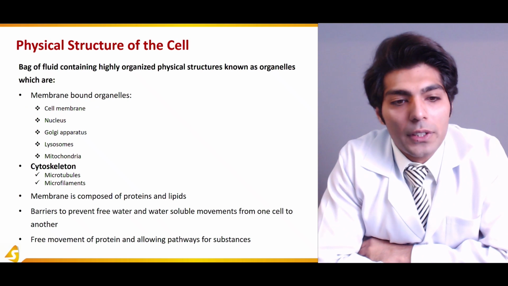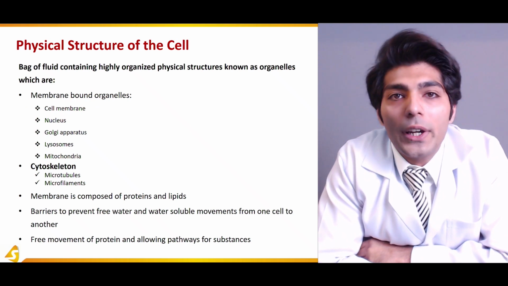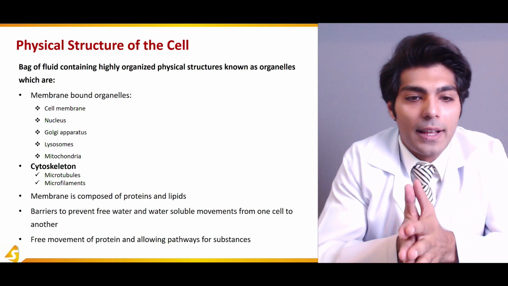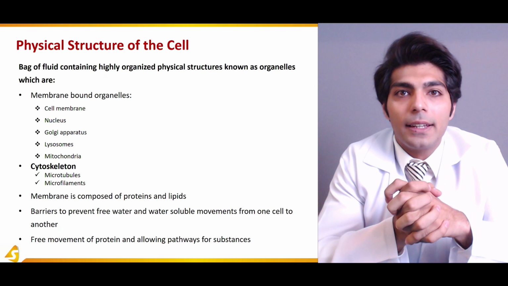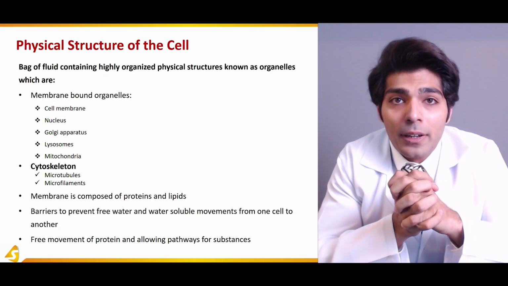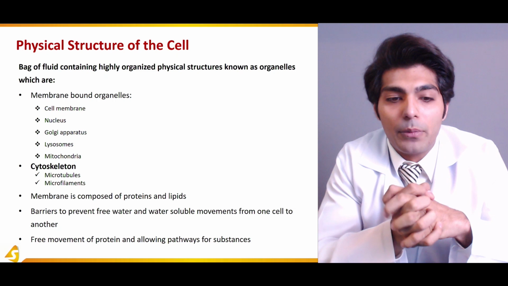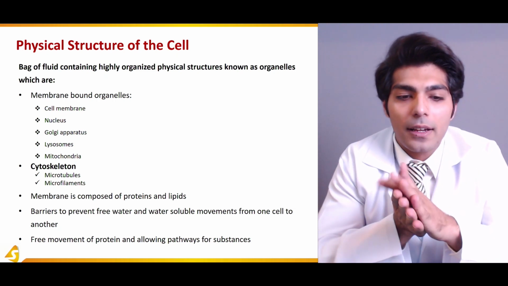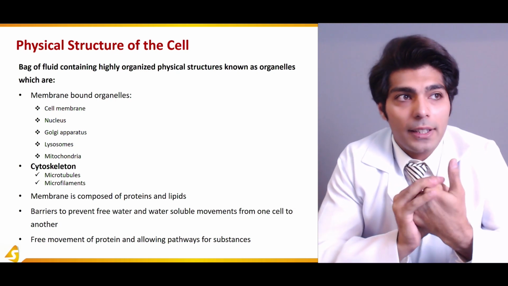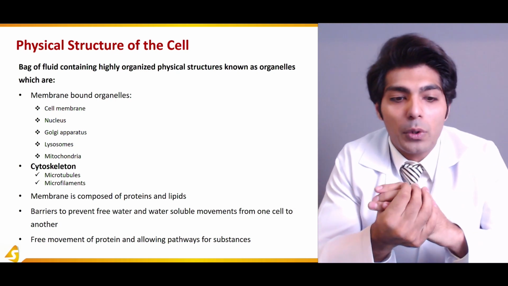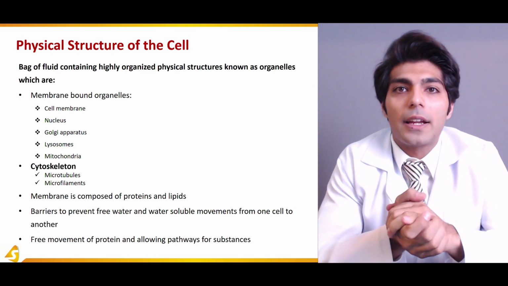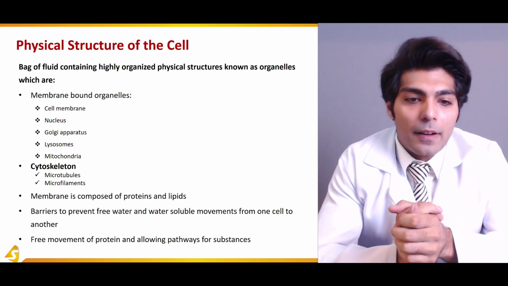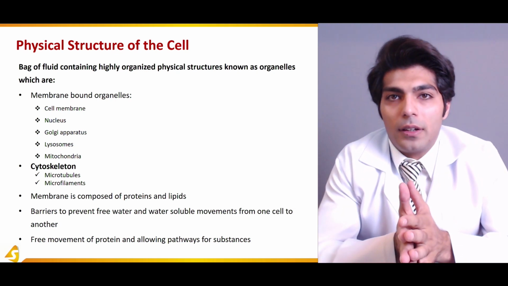Now, the physical structure of the cell: it is a bag of fluid containing highly organized physical structures known as organelles, which are present as membrane-bounded organelles, which are the cell membrane, nucleus, Golgi apparatus, lysosomes, and mitochondria. And there is also the cytoskeleton. The cytoskeleton possesses microtubules, microfilaments, and intermediate filaments that are present inside the cell, which are very important, and they perform their normal function.